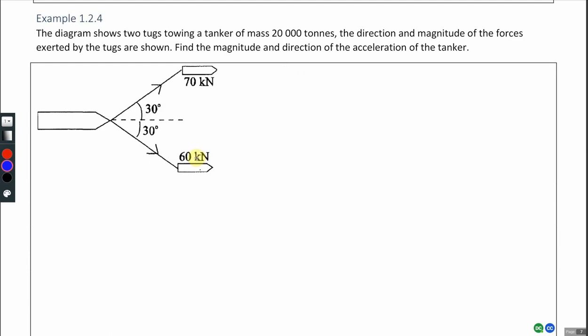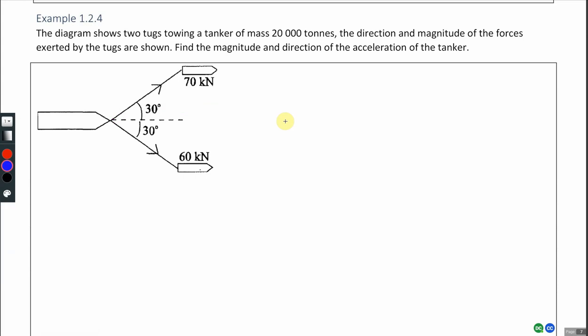Now, first of all, notice they both act at 30 degrees to a dotted line. However, one of them is pulling harder than the other. So the acceleration of the tanker is not going to be along the dotted line. If they were pulling with the same force and still had the same angle, then it would be along the dotted line. So the one at the top is pulling slightly harder, so I'm expecting the acceleration to be above the horizontal.